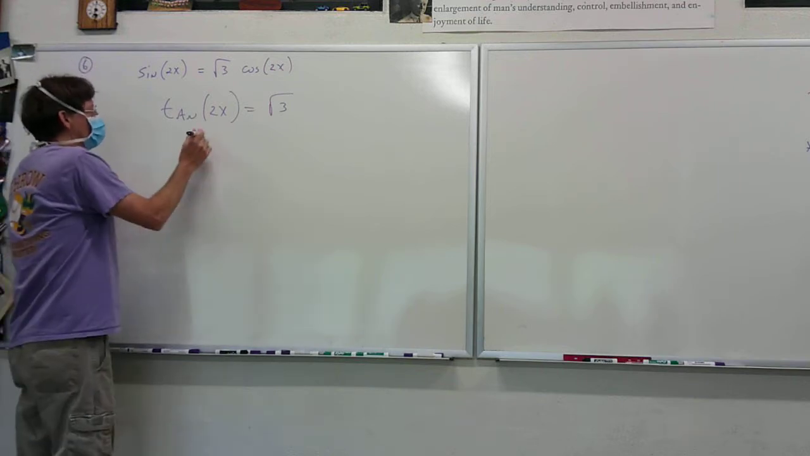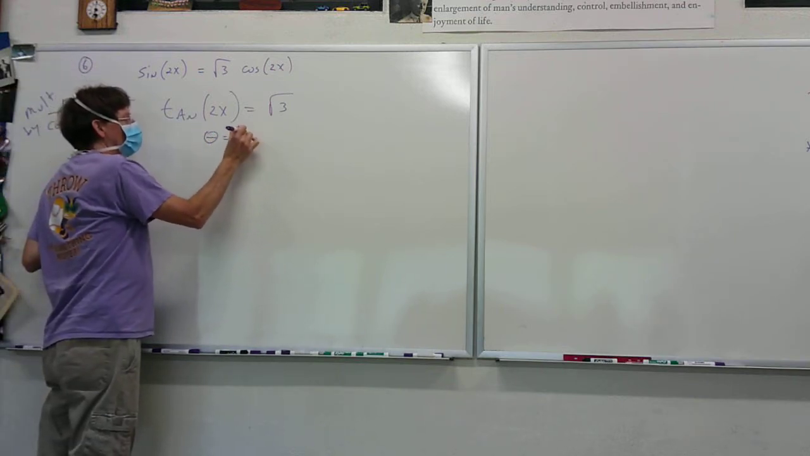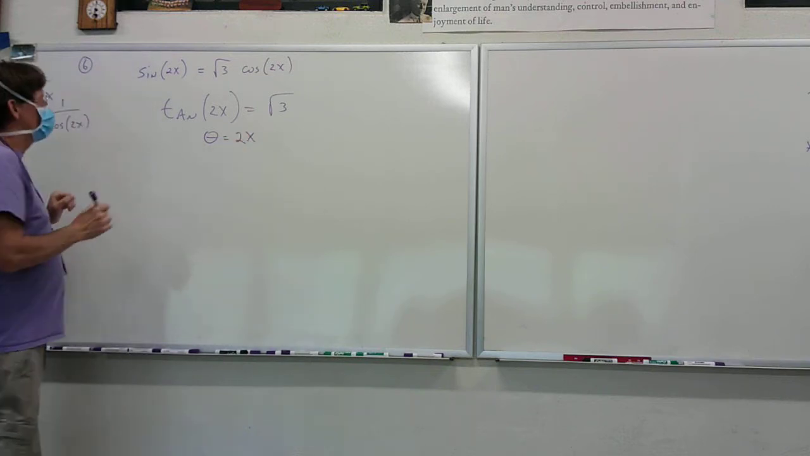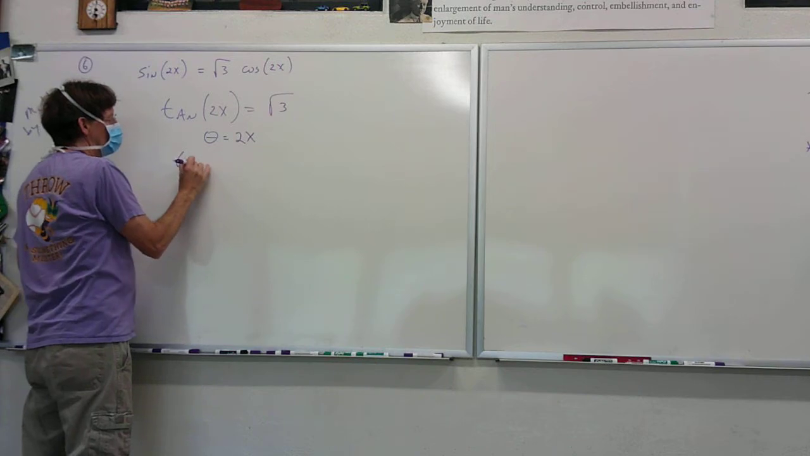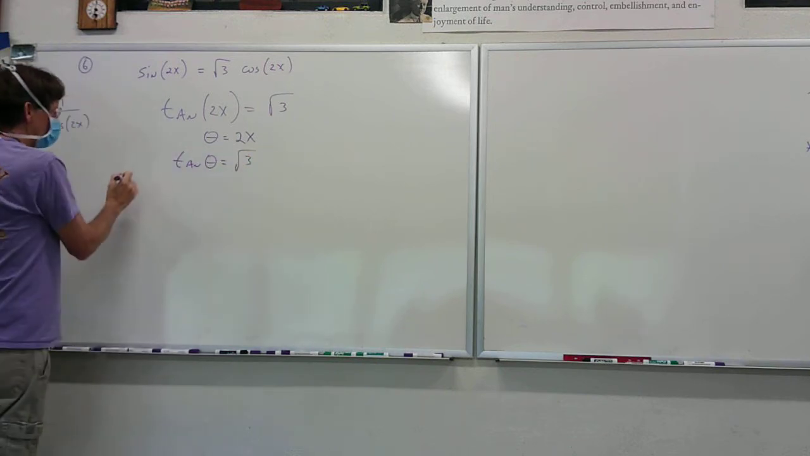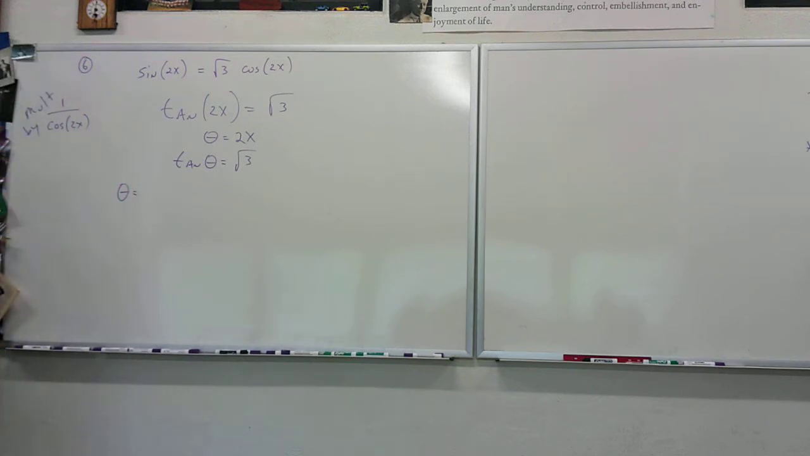The people that are coming back and asking me questions are not willing to write this down. Theta is going to equal the 2x. So then tangent of theta is equal to square root of 3. And then you make a list of what the theta is equal. And you write theta so you'll know what they are. Okay, the tangent of theta equals the square root of 3, and I'm going around the unit circle.